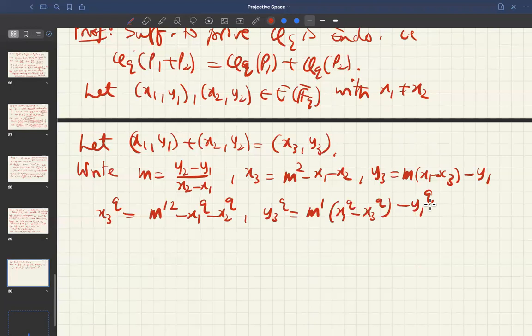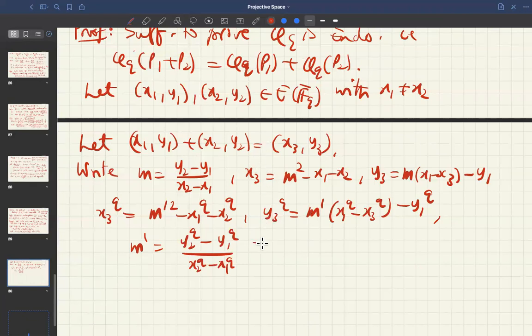So the thing is that y is going to be m dash, so here m dash is actually equal to y2q minus y1q by x2q minus x1q. So if you take this m to the power q, then actually you're getting y2q minus y1q over x2q minus x1q. So nothing changes here.